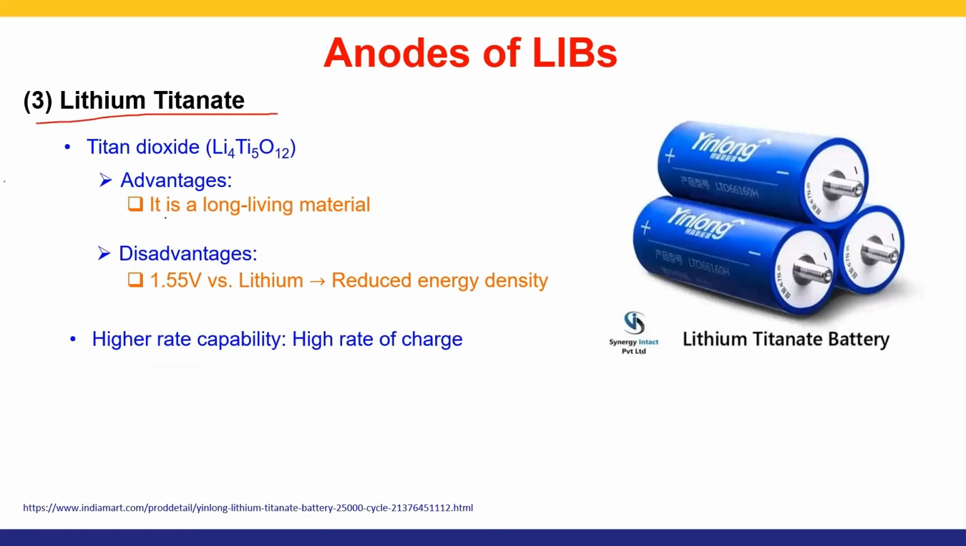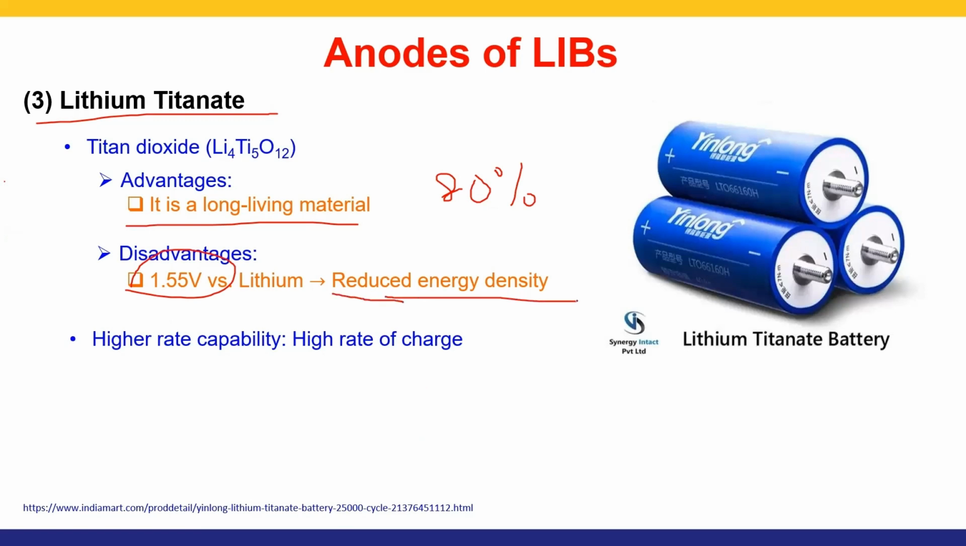It can be cycled over several thousand times and remain 80% of its original capacity. In part 2, we mentioned that an anode should have as low a reduction potential as possible. As such, the potential difference between the cathode and anode will be high and result in a higher cell voltage. However, lithium titanate has a relatively high reduction potential. It is 1.55 volts compared to the lithium metal.